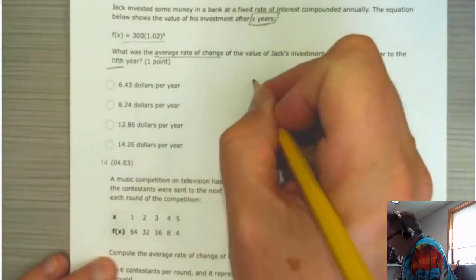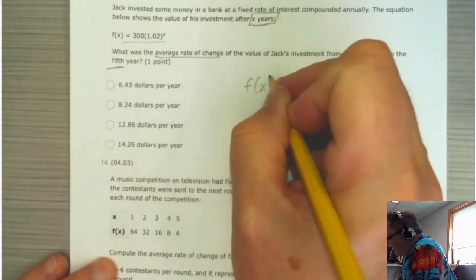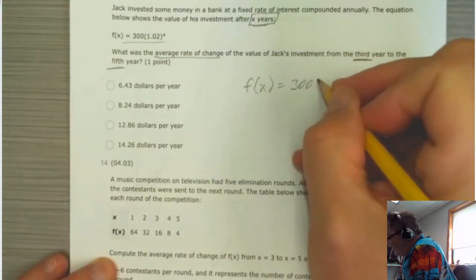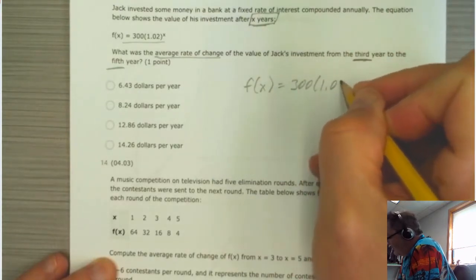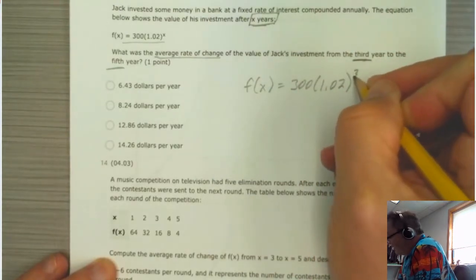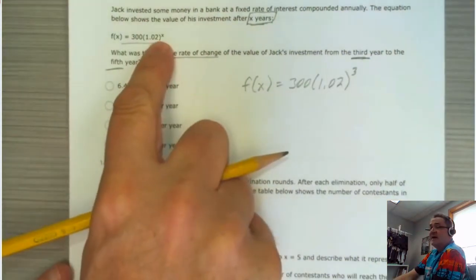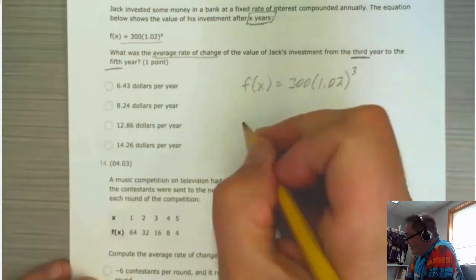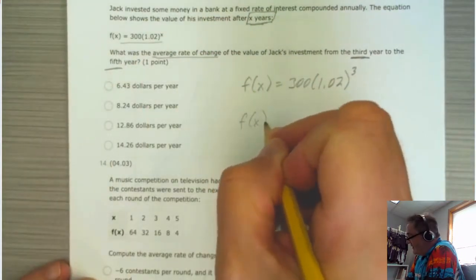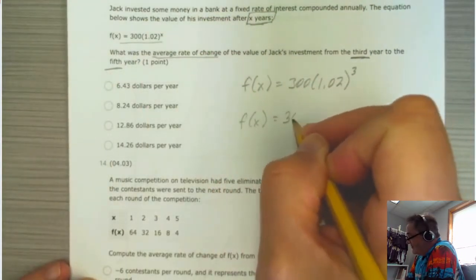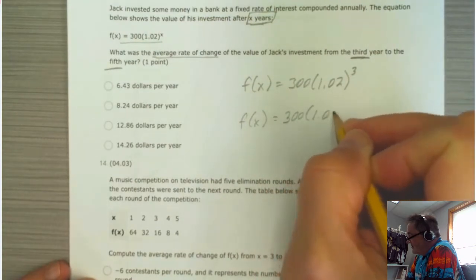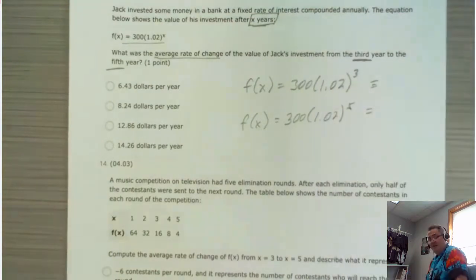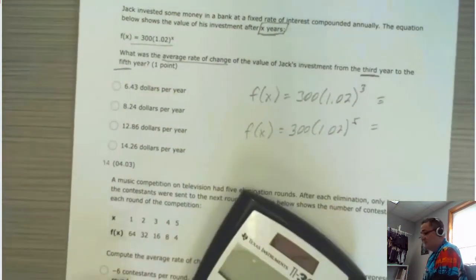So we need to find out what it is in the third year. Where's our starting point for the third year? 1.02. So we substitute 3 for x, because x was years. So we're looking at the third year, and then we're also going to see what the fifth year is. Same equation. And see what those two equal. We're going to do that with our calculator.